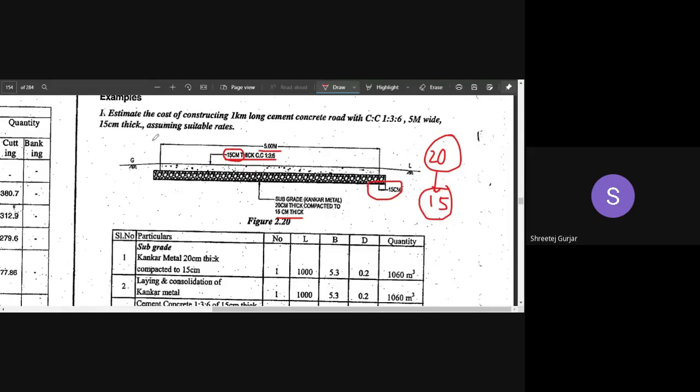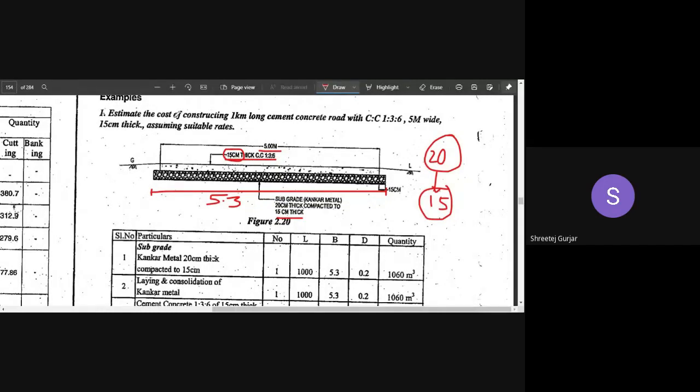So what is the total width now of the subgrade, considering the 15 centimeter offset? How much is it? 5.3, correct? 5 meters plus offset over here and offset over here. So this is 5.3. This is regarding the cross section of a road.